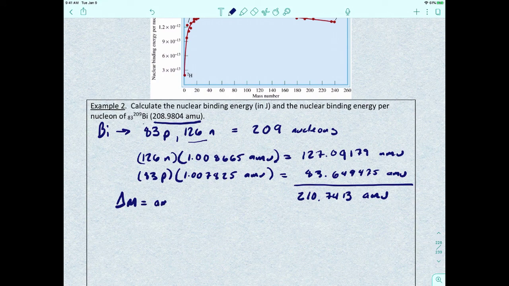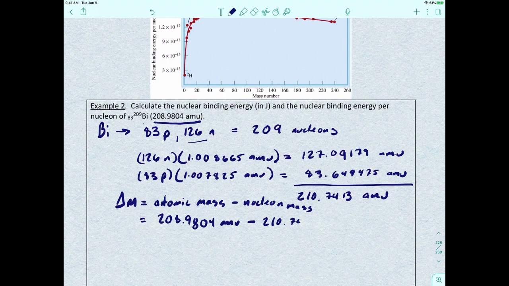To determine that mass defect, the change in mass, delta M is going to be equal to the atomic mass minus the nucleon mass. The atomic mass was given to us as 208.9804 minus the nucleon mass, which we calculated to be 210.7413 AMU. That difference gives us negative 1.7609 AMU. So this is our mass defect.